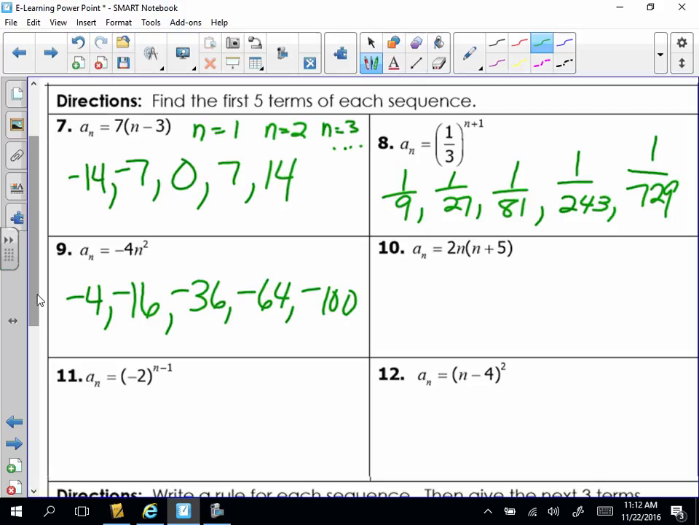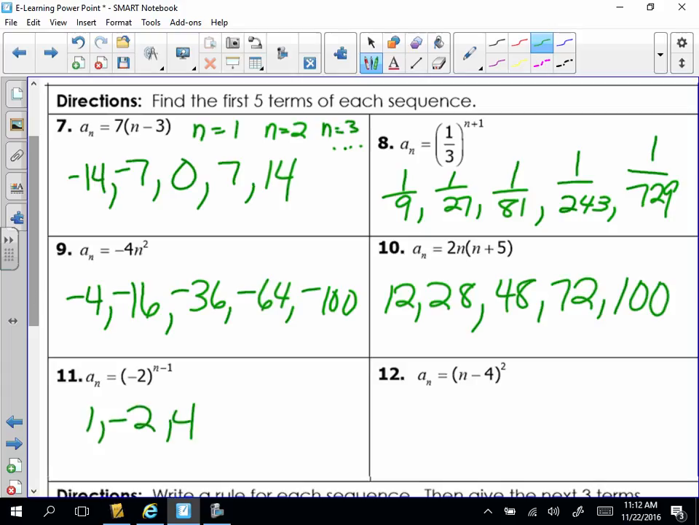On the next one, you're going to put 1 in for both of the ends. So it's going to be 2 times 6 is 12. Then it'll be 4 times 7 is 28. Six times 8, it would be 48. And then it's going to be 72 and 100. Again, you're putting 1 in. I'll write these down. It's 1, negative 2, 4, negative 8, and 16.